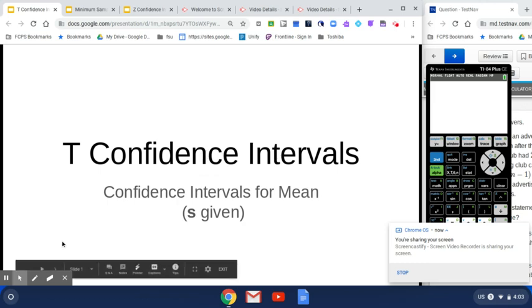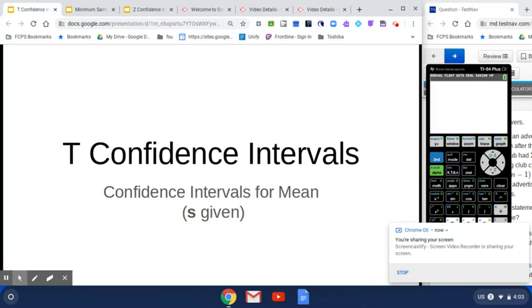Hi, today we're talking about T confidence intervals. These are confidence intervals that are calculated still for the mean, but when the sample standard deviation is given instead of the population standard deviation.